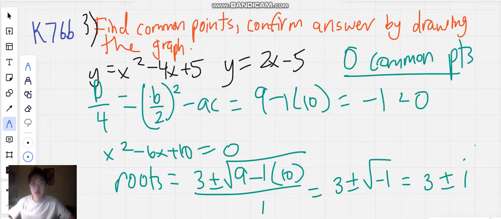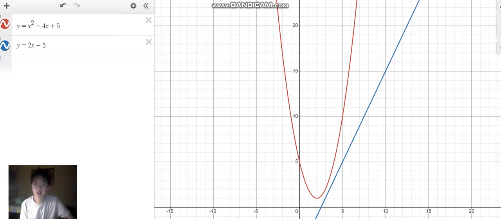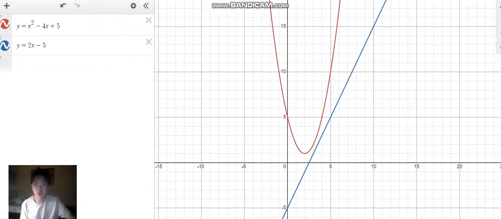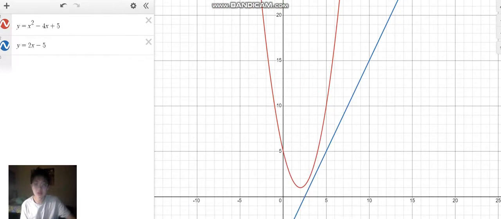And they want us to confirm the answer by drawing the graph, so I've actually put these two graphs on a graphing calculator. Shout out Desmos. And as you can see, there are no visible intersection points, because we're looking at a 2D plane, so there are no intersection points between these two graphs.